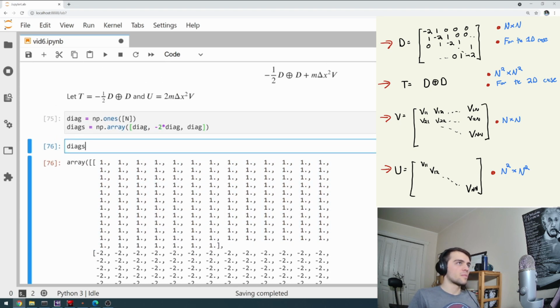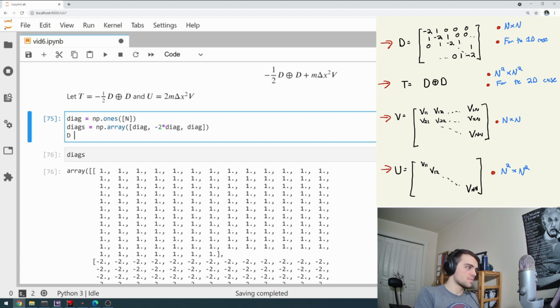And we can create our matrix D as follows. Remember that D has -2, 1, 1, and it's really easy to create using this method. So I go sparse.spdiags. It takes in the diagonals.